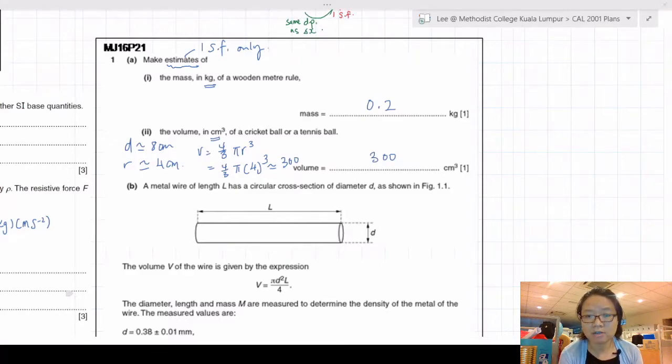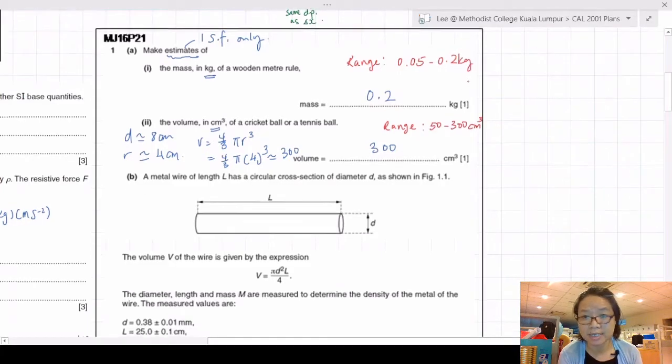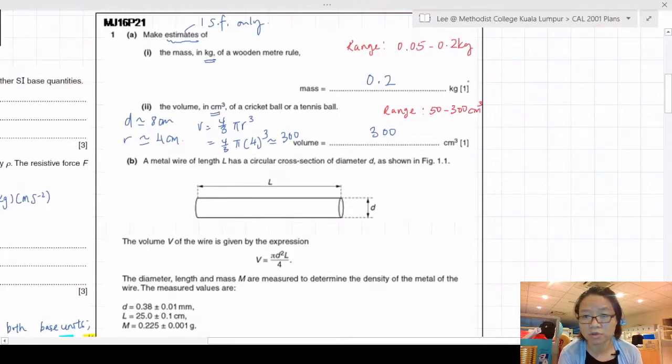So normally this kind of question, they have a range in the mark scheme. Okay, so this kind of range, copied from the mark scheme for you, this would be 0.05 to 0.2 kg. And this range of acceptable answer, which I think is a bit small, is 50 to 300 cm cube. By the way, this one can ask anything, including the volume of a human head.